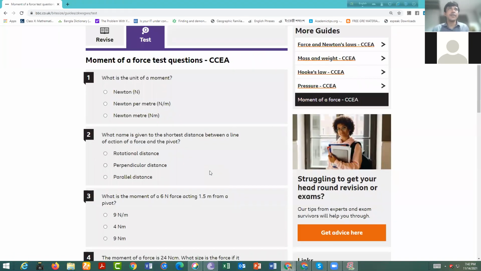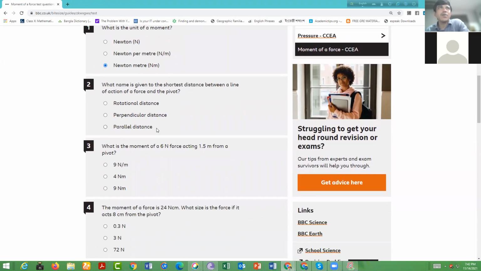Can you see this test? Yes. Okay. Now tell me, what is the unit of moment? Newton. Newton is the unit of force. What is the unit of moment? Newton meter. Okay. What name is given to the shortest distance between the line of action of a force and the pivot?